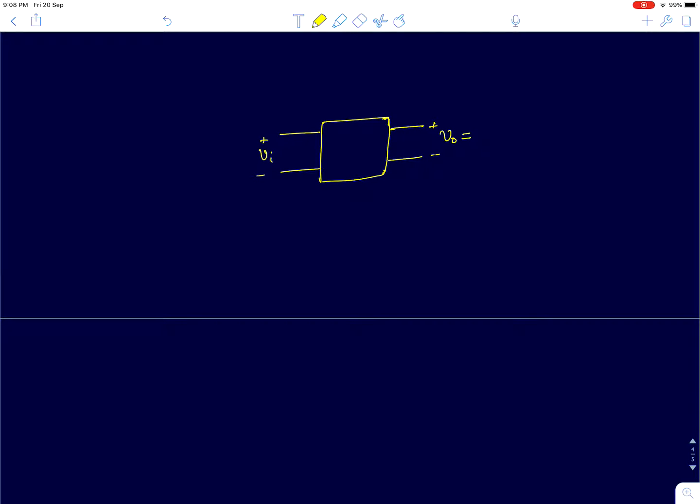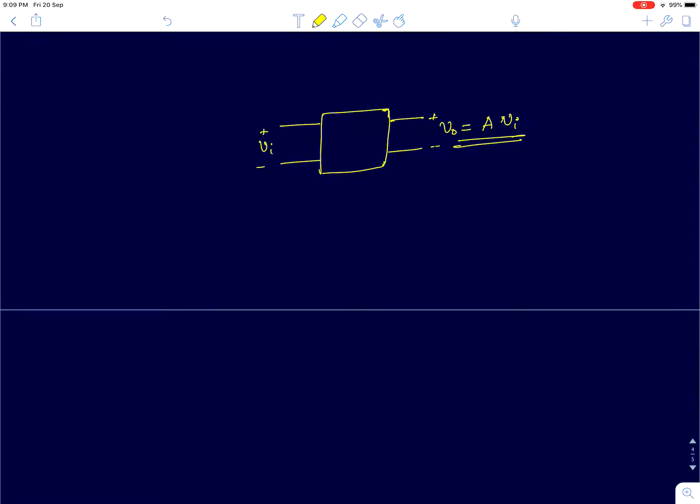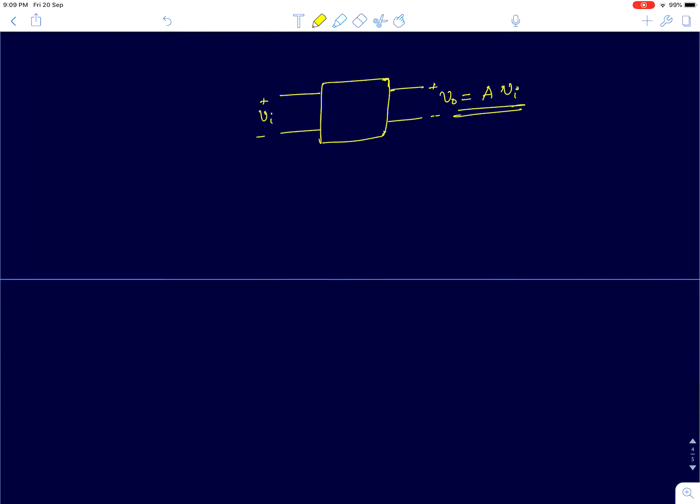Now there is a fixed relationship between the voltages at the four terminals, which is V naught equals A times some gain times the input voltage. Every practical voltage amplifier has a finite input resistance and a finite gain. So I'll draw the model for a voltage amplifier. And a finite output resistance.